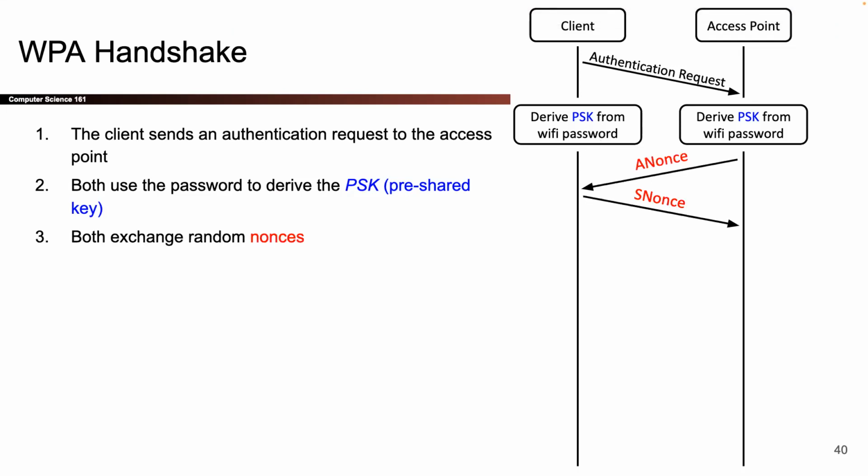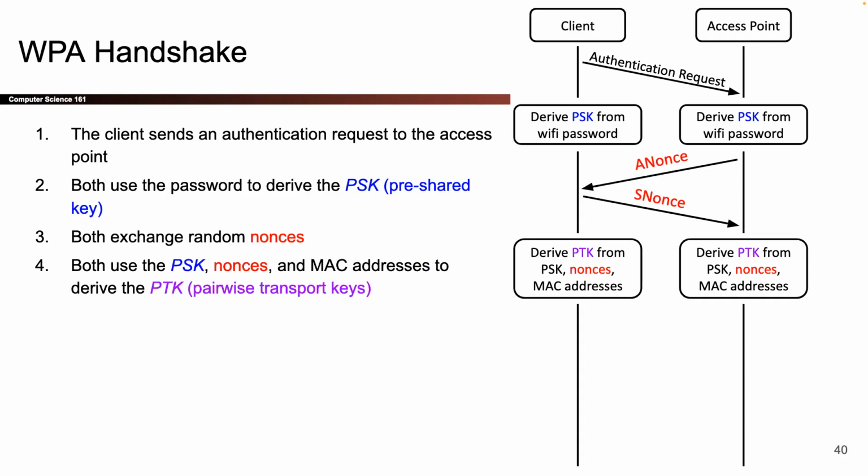Okay, what comes next? Now they're going to exchange random nonces. So they're going to each generate a random number and send the random number over the insecure channel to the other person. We'll see why this is useful later. So for now, you're just going to have to trust me that the random nonces are useful, but they are.